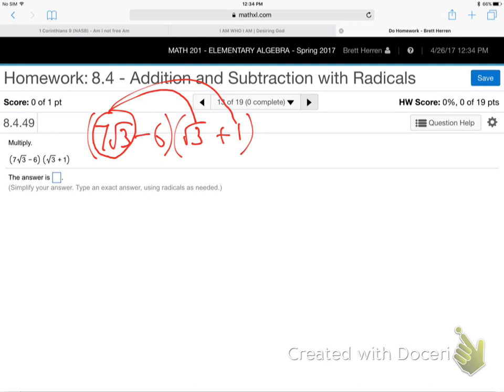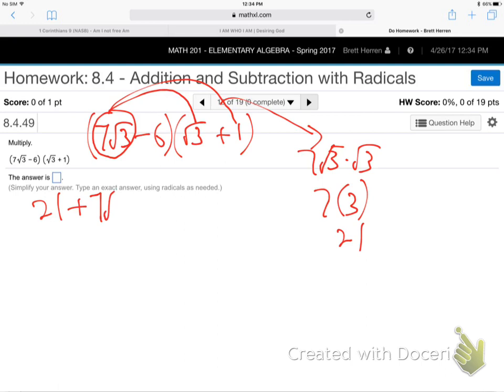Minus 6. So 16 root 3. Everybody see what's happening on that first step? 7 root 3 times root 3 makes 7 times plain 3, 21. So it's 21 plus 7 root 3, and then minus 6. We good so far?